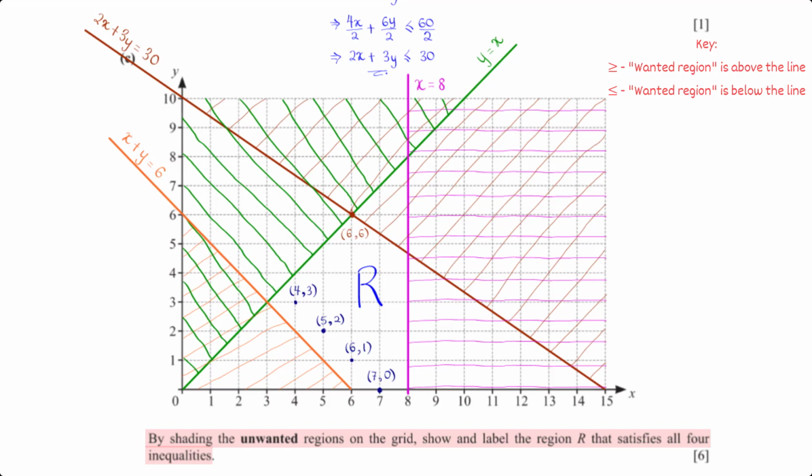For 2x plus 3y is less than or equal to 30, the region below the line is wanted, and so we shade the region above the line. After shading the unwanted regions, we label the unshaded region on the grid R.